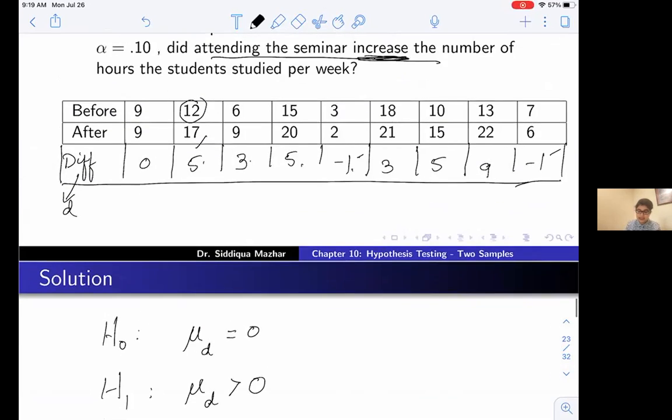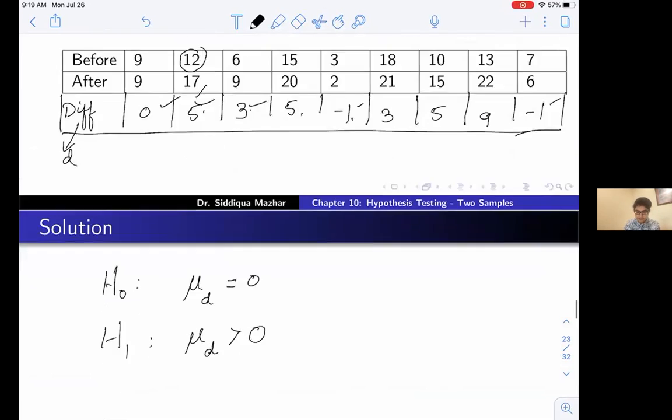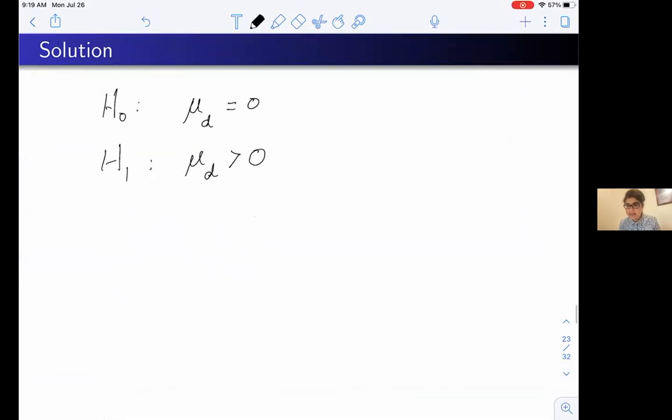And we are going to see the following differences, because most of the differences are positive in this case. So the average of the differences is positive. This is how I'm writing my null hypothesis and alternating hypothesis.